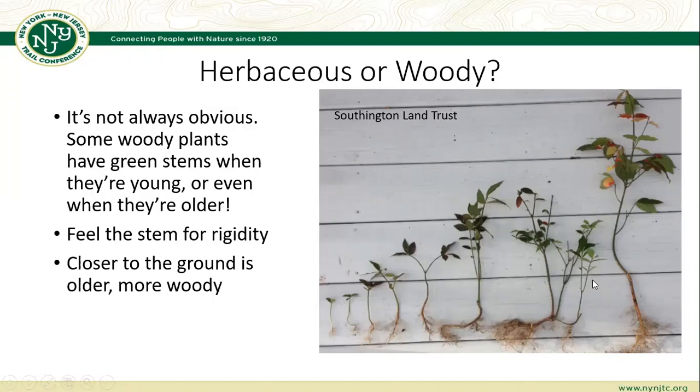So some tips for this is feel the stem for rigidity. You're going to want to be gentle when you do this because plants can be pretty delicate, but that will give you a better idea if it's woody or herbaceous. And the plant material that's closer to the ground is also older, so it's going to be more woody. So if you see on this sapling here, while it's green from this point up, you've got some brown woody material down here.